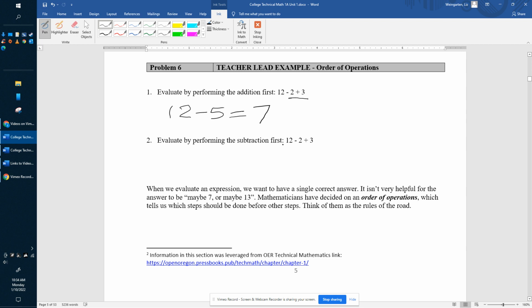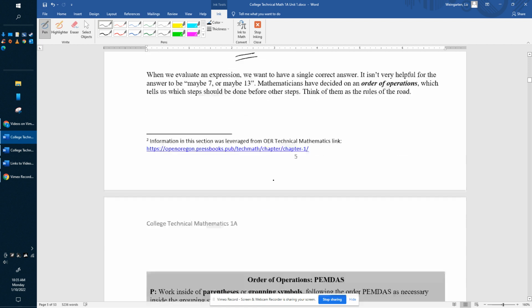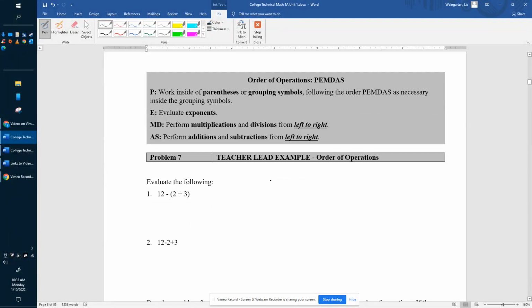Now let's evaluate by performing the subtraction first. So this time we're going to subtract and then add the 3. So 12 minus 2 is going to give us 10 plus 3. 10 plus 3 is 13. We can see that these two numbers are definitely not the same. So that's why we need to use the order of operations, and let's see what that says.